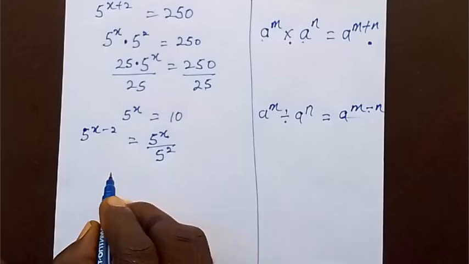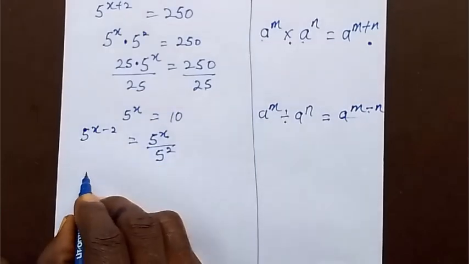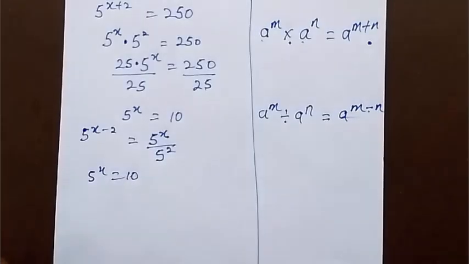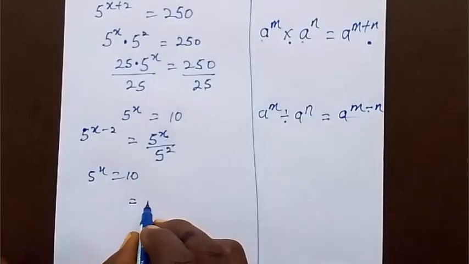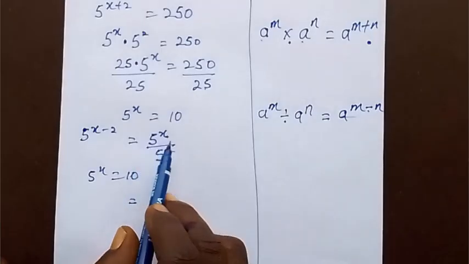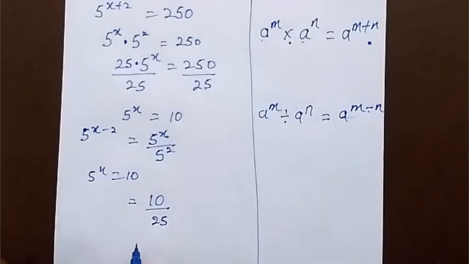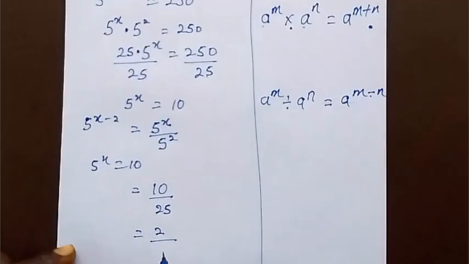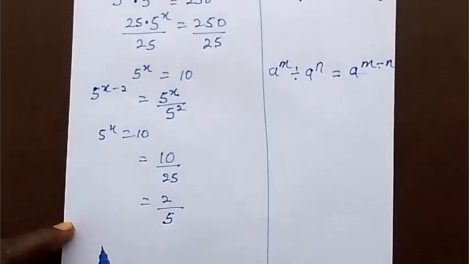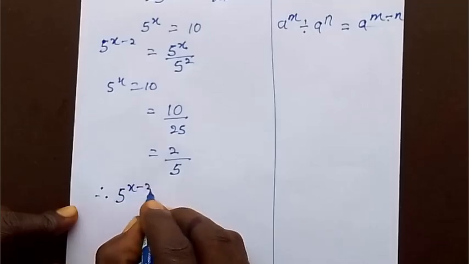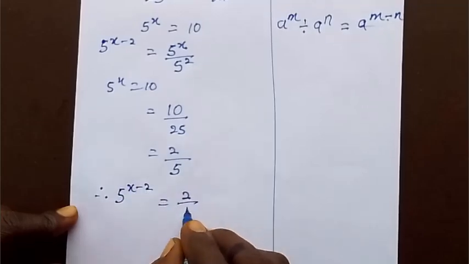Already we know that 5 raised to the power x is equal to 10. So just by doing our substitution, I'm going to have 10, which is for 5 raised to the power x here, over 5 raised to the power 2, which gives us 25. We break this one down: 5 goes into 10 twice, and 5 goes into 25 five times. Therefore, 5 raised to the power x minus 2 equals 2 on 5.